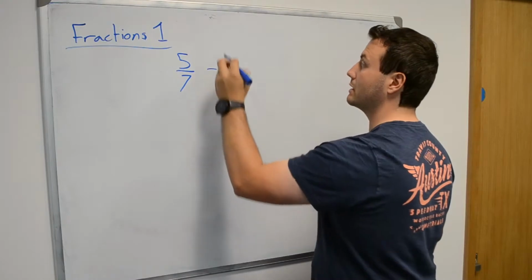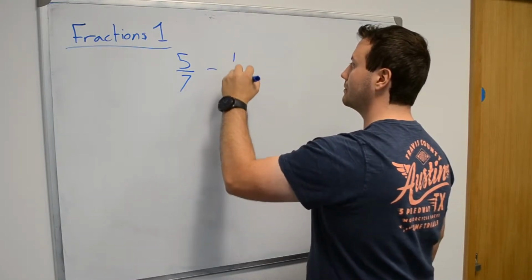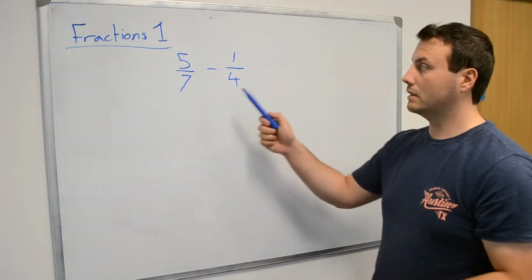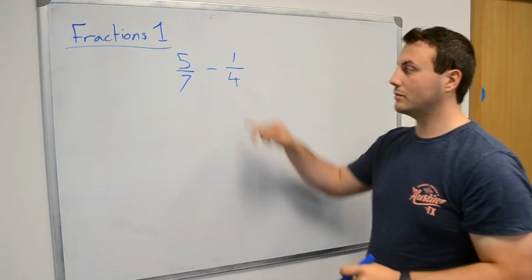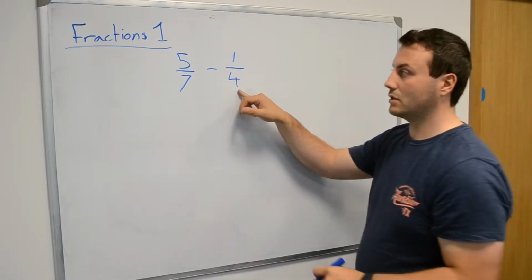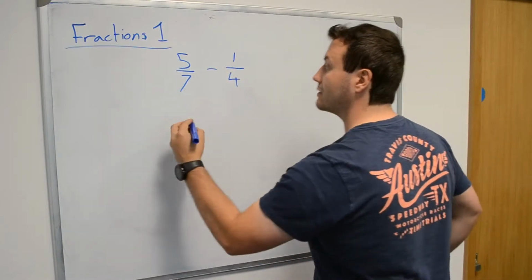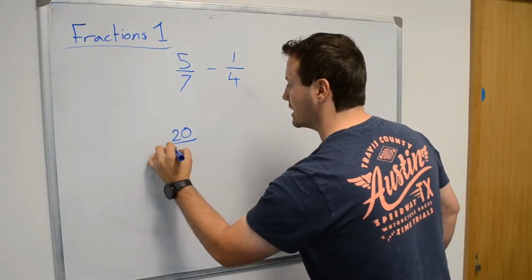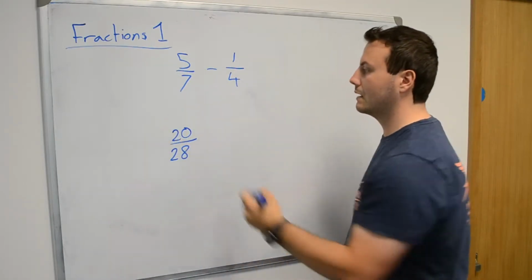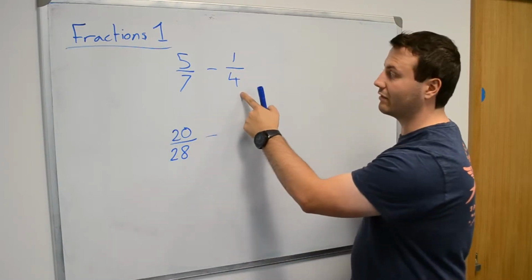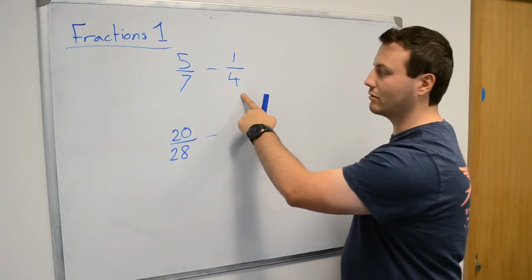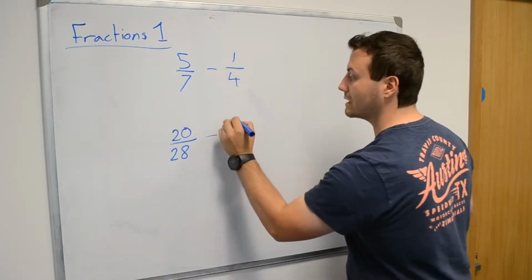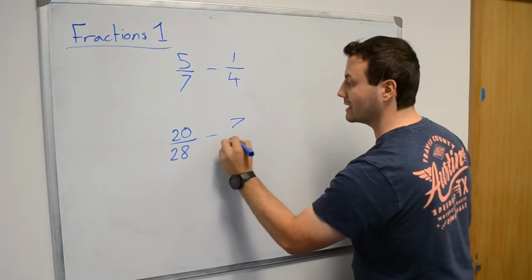5/7 minus 1/4. We do exactly the same method as before. So the left-hand fraction, we're going to multiply by the right-hand denominator. So both top and bottom, 5 times 4 is 20, 7 times 4 is 28. Then our right-hand fraction, we're going to convert to an equivalent fraction by multiplying top and bottom by 7. So 7 times 1 is 7, 7 times 4 is 28.